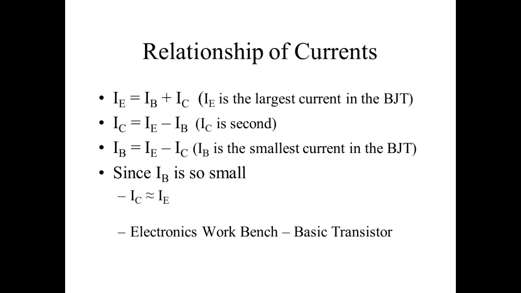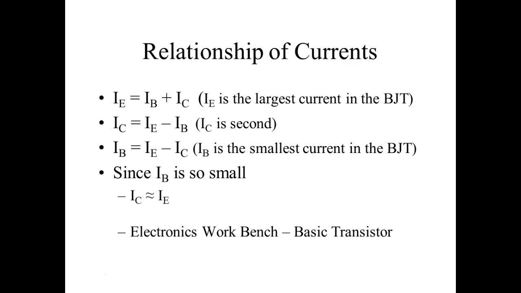So IB is the smallest current in the BJT. Since IB is so small, when we start calculating these circuits, we're going to assume that IC and IE are equal to each other. But if you see a question that says IC equals IE, you're going to answer what? What's the answer to that? True or false? IC equals IE. Is that true or false?